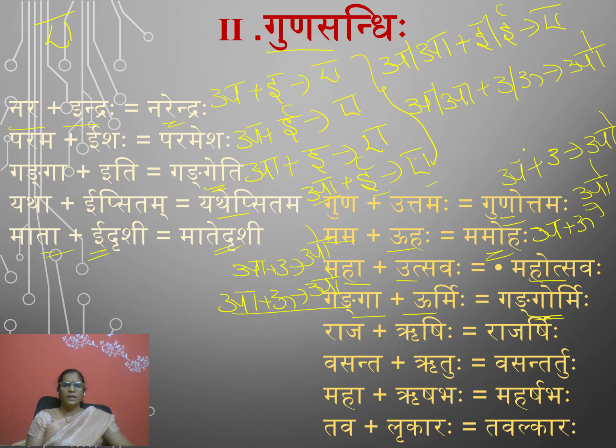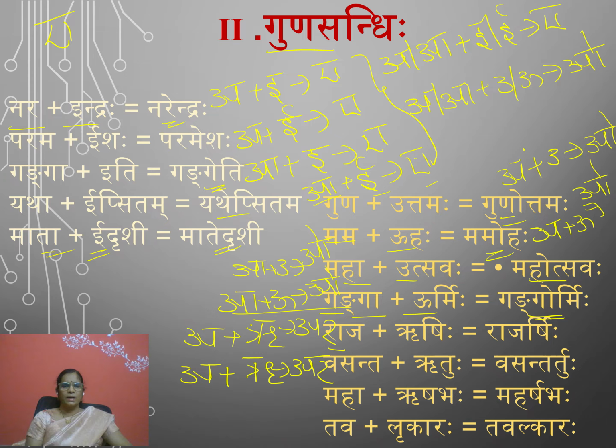Clear? Next, Raja plus Rishihi. The first word ended with A, the second word started with Ru. Then we got Rajarshihi. So Ar we got. Okay. Vasanta, the word ended with A. Rituhu, the second word started with Ru. Then Vasantartuhu, here also we got Ar.